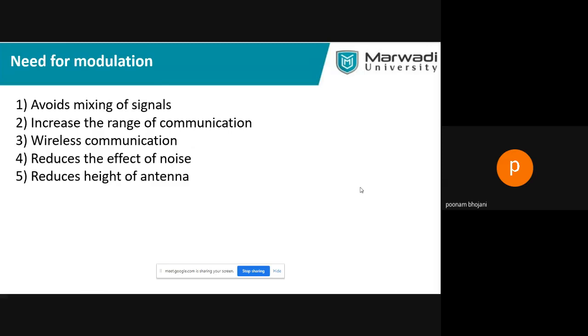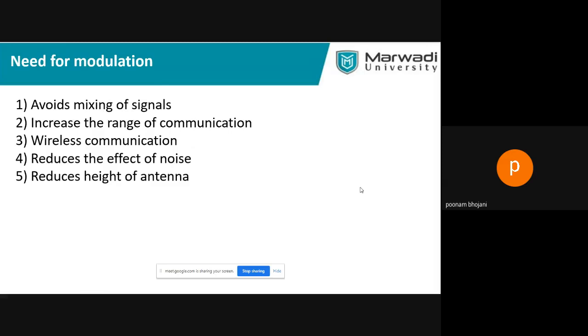Why does modulation avoid mixing of signals? Mixing of signals means that whenever two signal frequencies are very near each other, you cannot separate or differentiate them. Both signals will look almost the same. So avoiding mixing of signals means you don't want that to happen.